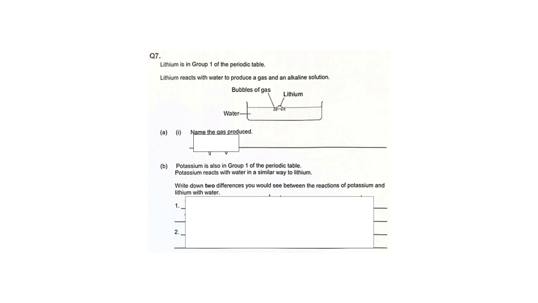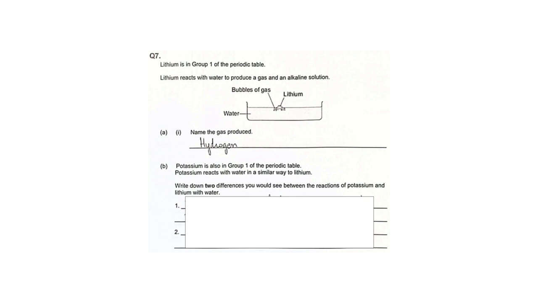Question 7. Lithium is in group 1 of the periodic table. Lithium reacts with water to produce a gas and an alkaline solution. The gas produced, you need to remember this from before, and we just did it in class, I think, is hydrogen. Potassium is also in group 1 of the periodic table.